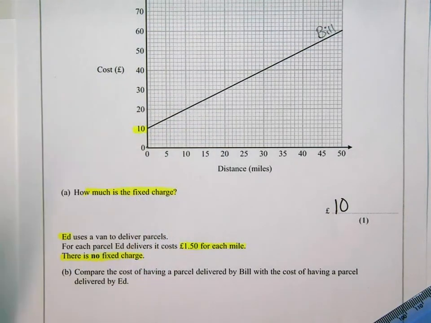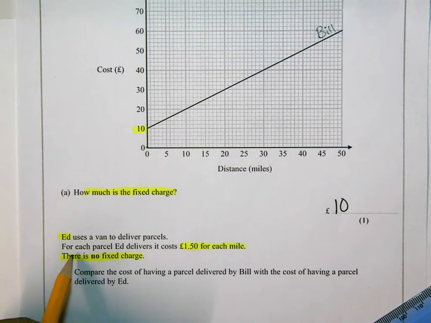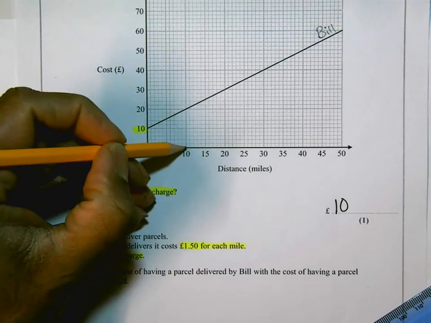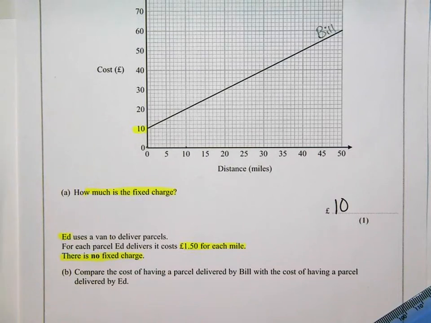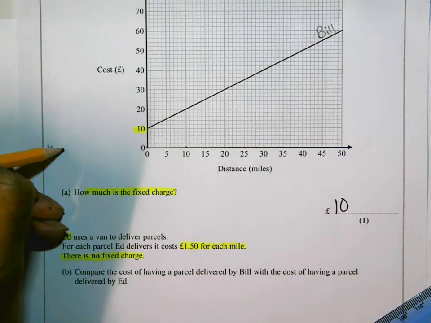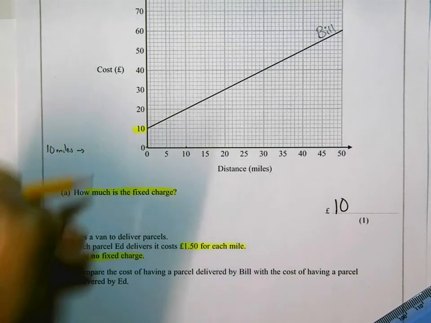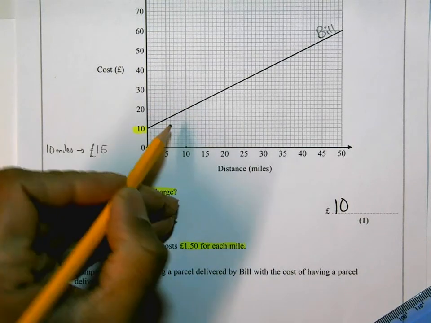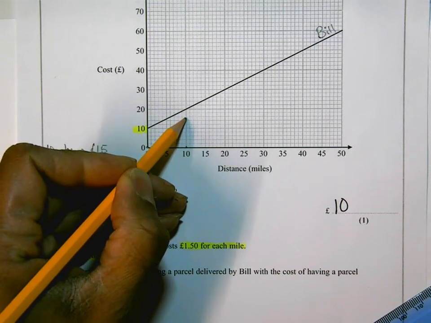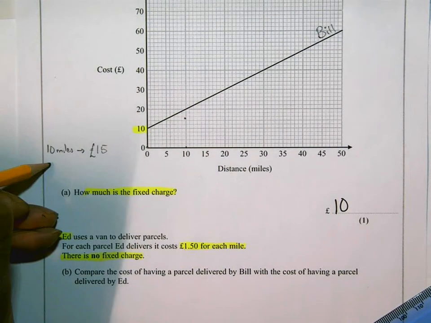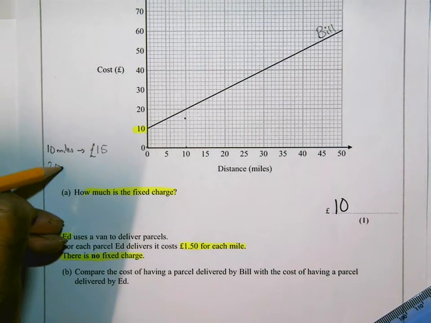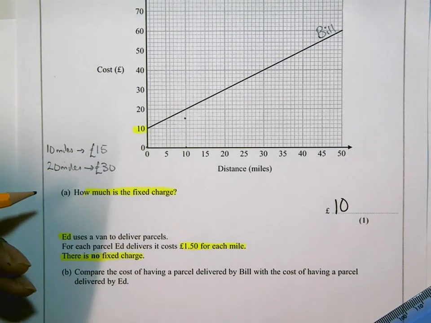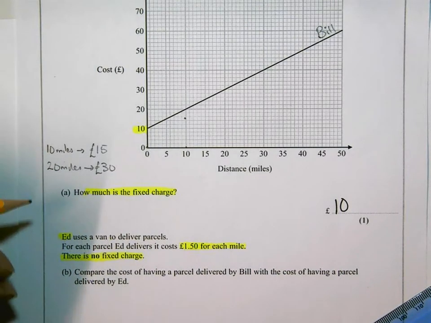In Ed's case, his graph is going to start there. There's no fixed charge, and for every parcel he delivers, the cost is only £1.50 for each mile. So if it was 10 miles, you would pay 10 times £1.50, which is £15. I can see a problem trying to measure halfway, so let's try 20 miles. For 20 miles, you're going to pay £30 altogether, and that takes me bang on there.